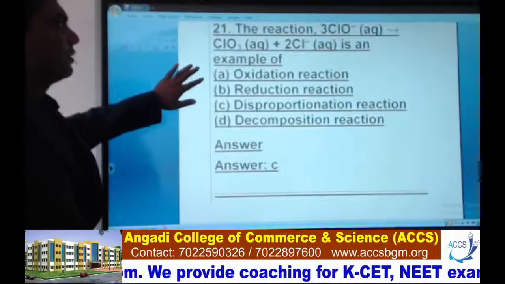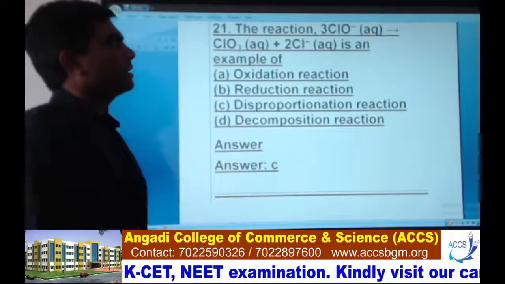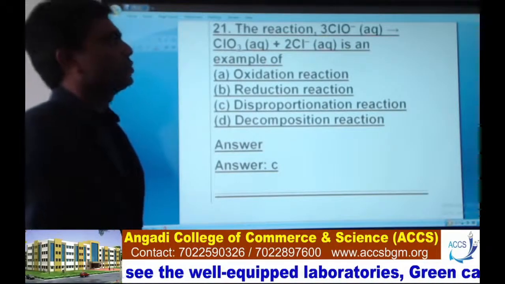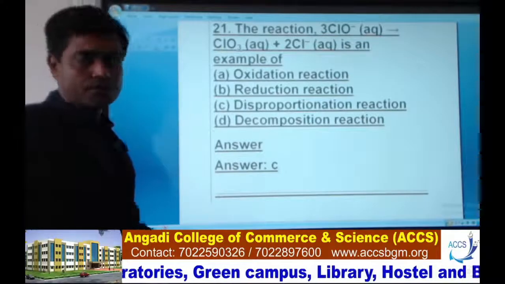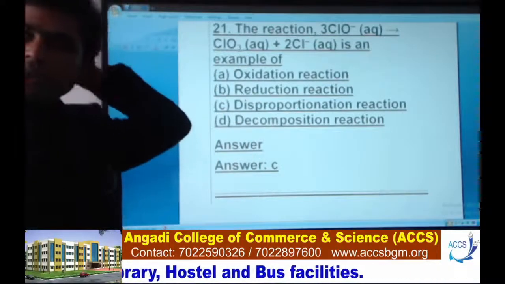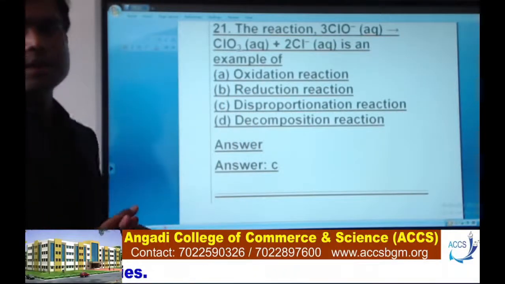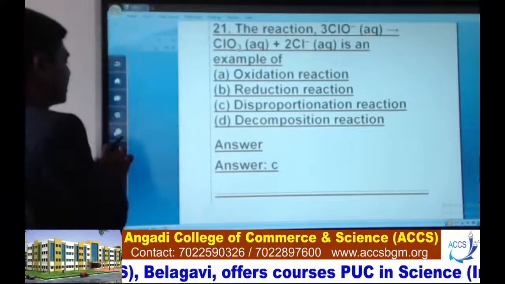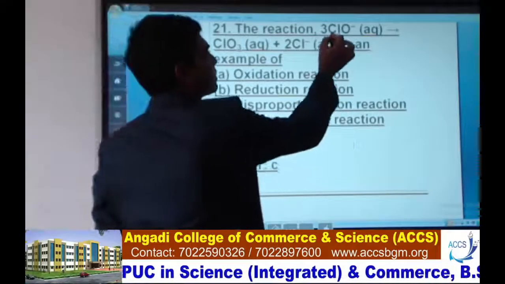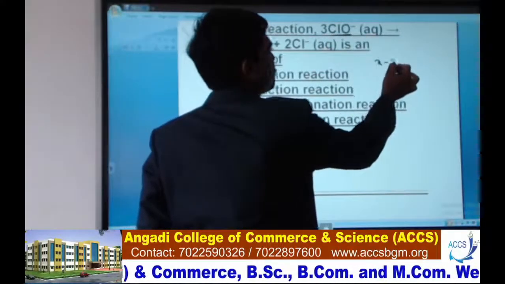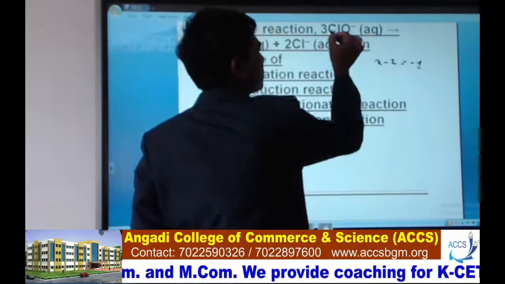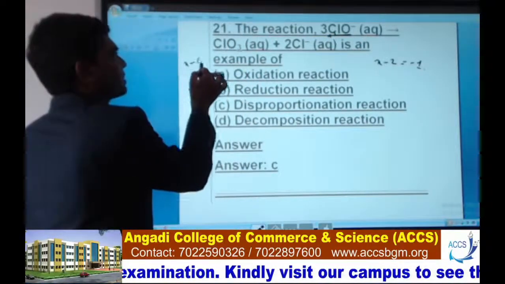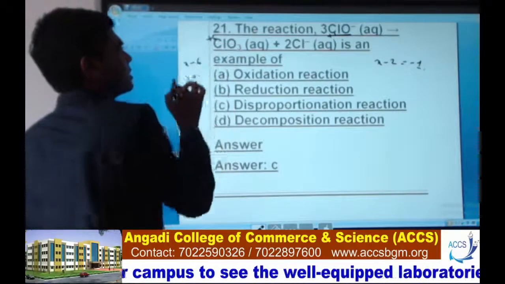The reaction 3ClO minus aqueous gives ClO3 plus 2Cl minus is an example of. You know that electrochemistry and redox reaction are both a combination, and some of the reactions they will ask like this also. So nothing to do here; again find the charge. Here X minus 2 is equal to minus 1. The charge is plus 1. Here in ClO3, X minus 6 is equal to 0. The charge is plus 6.